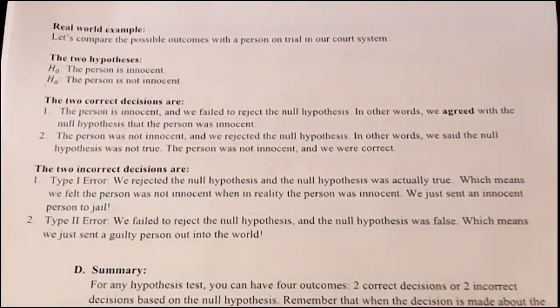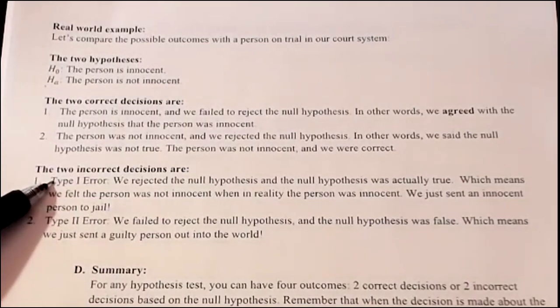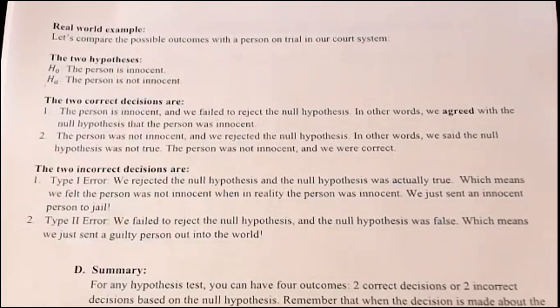Think back to that table before where if you failed to reject the null, you could have made a type 2 error. And if you rejected the null, you could have made a type 1 error. So I want you to make that connection, right? Here, we reject the null. We're saying, no, the person is not innocent, but they actually were, right? And then with type 2, we failed to reject the null. We didn't have enough evidence, but they were in fact guilty. And so we released them.